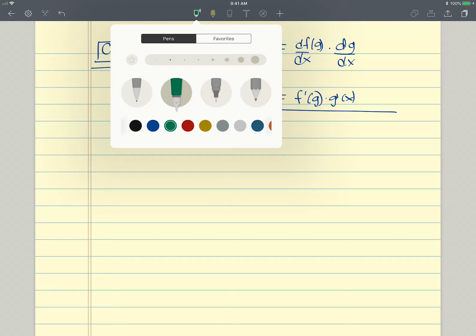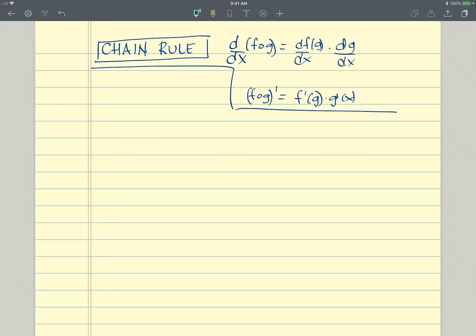Let me do an example here. So, for example, if your function f of x is x squared, and g of x is 5x plus 1, then f of g of x, to remind you, is f when you plug in 5x plus 1. So this is really just the function (5x plus 1) quantity squared.